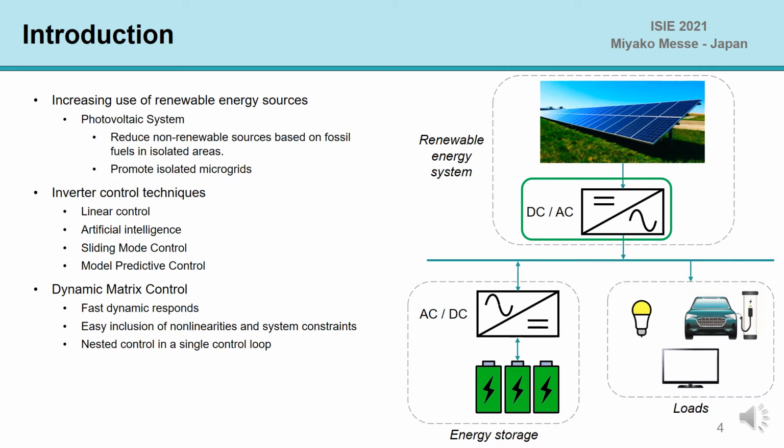One of them is Model Predictive Control (MPC), which consists of calculating a sequence of control actions that minimize a cost function or objective function. Dynamic Matrix Control (DMC) is an MPC technique that, according to the results obtained for control of other systems, offers a fast dynamic response, easy inclusion of nonlinear system constraints, and the possibility of incorporating nested control in a single control loop.